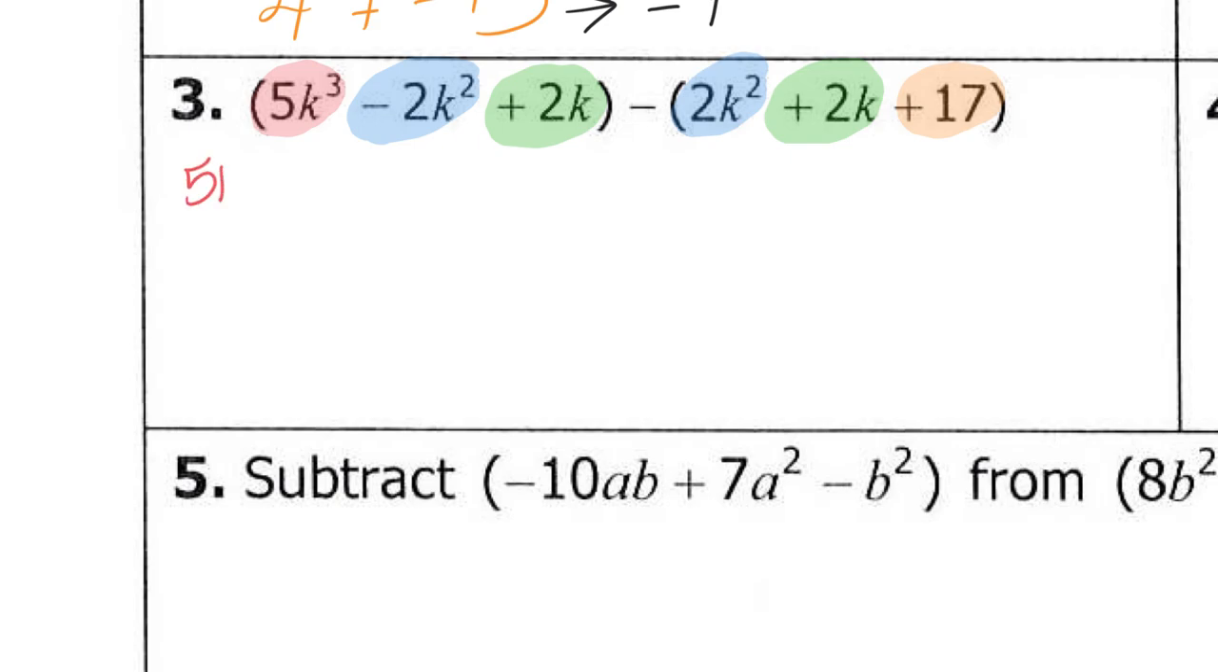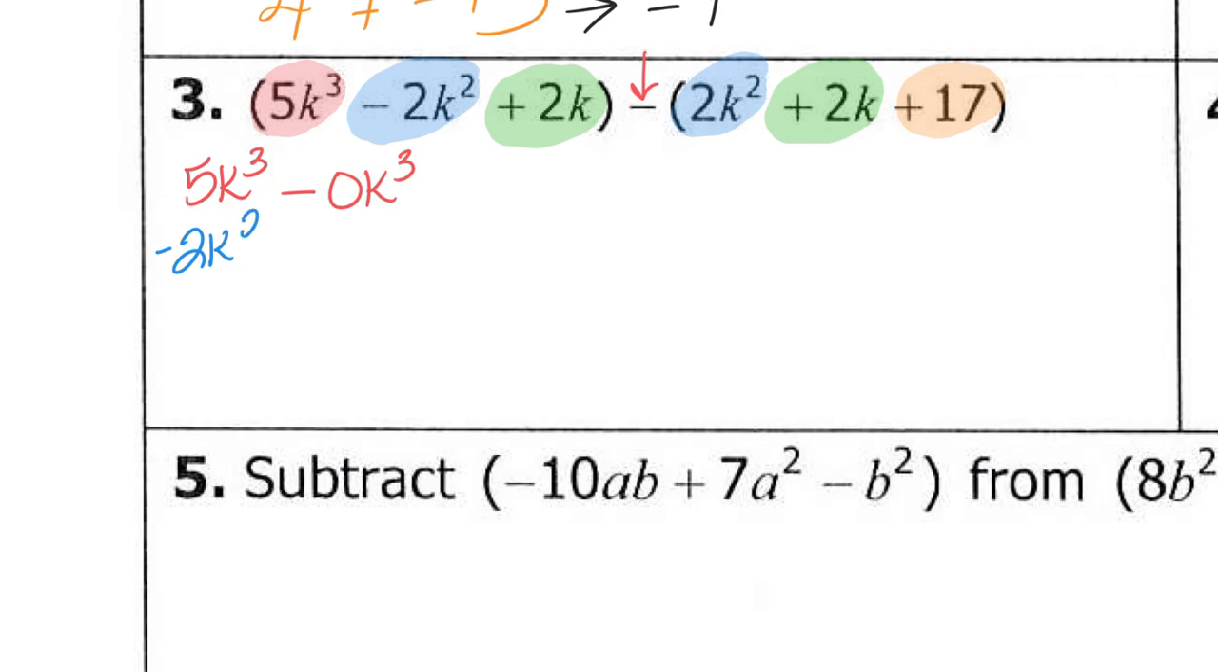So starting off the same process, I look in the first set of parentheses. I did have a cube value, and according to my operation, I'm going to subtract it. Now over here, there were no cube values. So I could say minus no cubes.